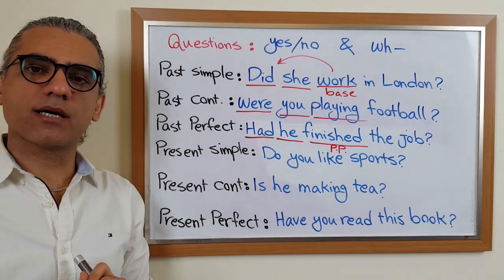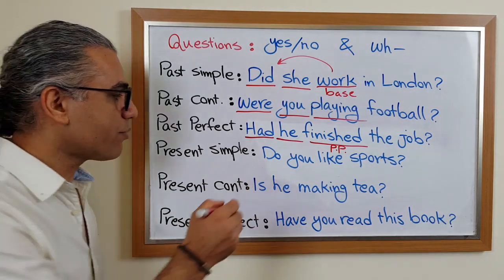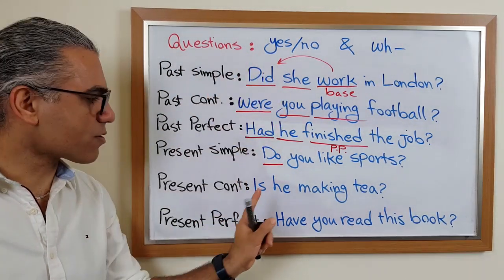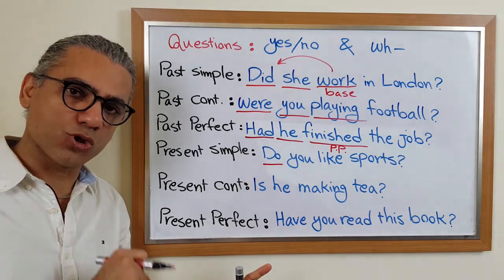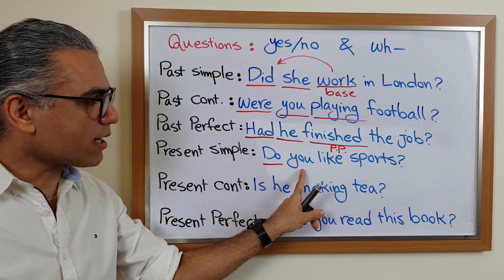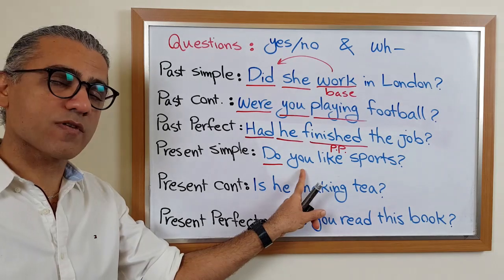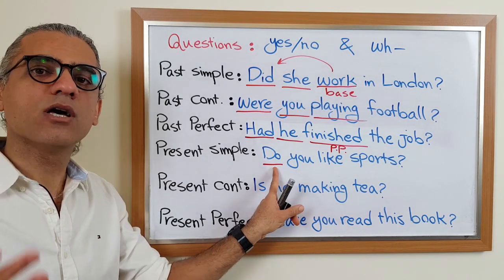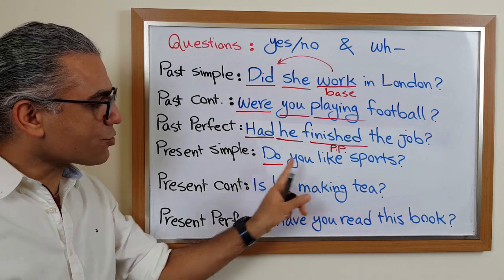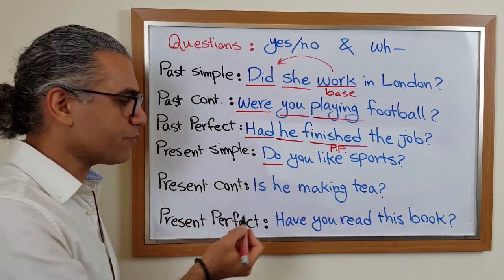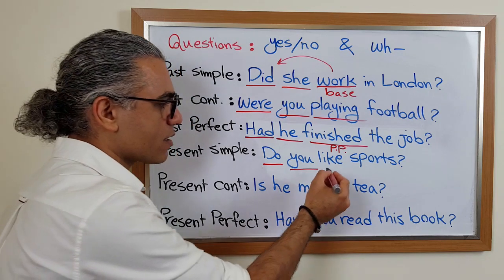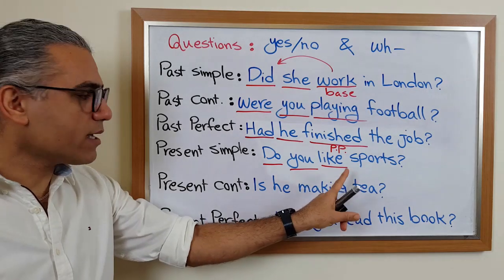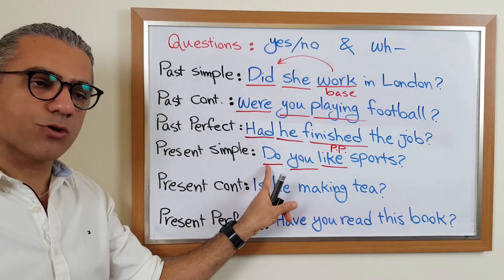Another example is present simple. In present simple, we have two choices for our auxiliary verbs in yes or no questions. It is does or do. So if this is a third person singular, this should be does. For example, does she like you? But this is you, so we start with the auxiliary verb do, and you is the subject, and like is the main verb in base form. Why? Because our auxiliary verb is do.